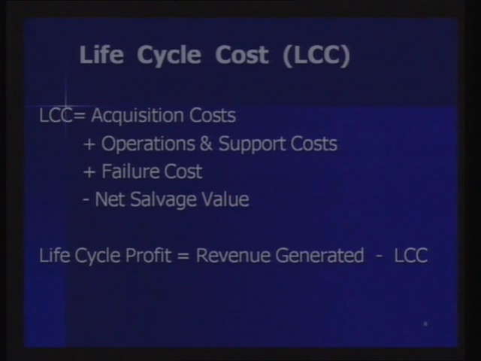Life cycle cost, how do we calculate it? Life cycle cost is the acquisition cost plus operations and support cost plus failure cost, minus net salvage value. Obviously, how much we are spending for acquiring that equipment or asset, for operations and support cost, for its life period there will be operations and support cost. Then we have a failure cost also, that is the maintenance cost, minus the net salvage value.